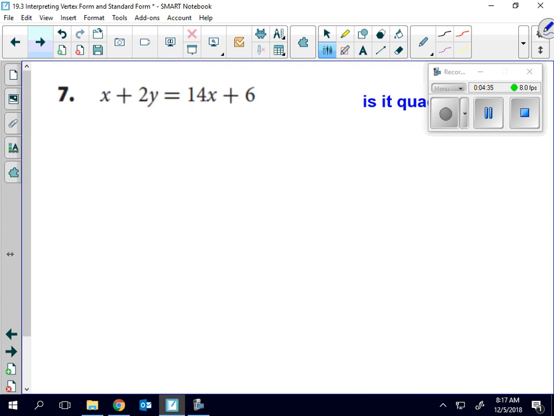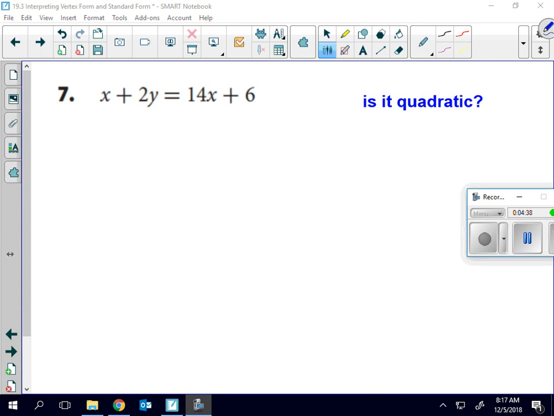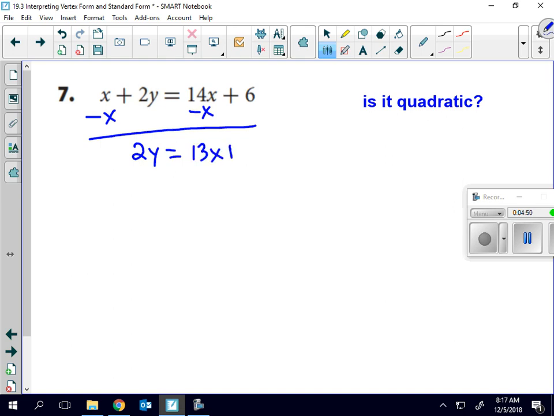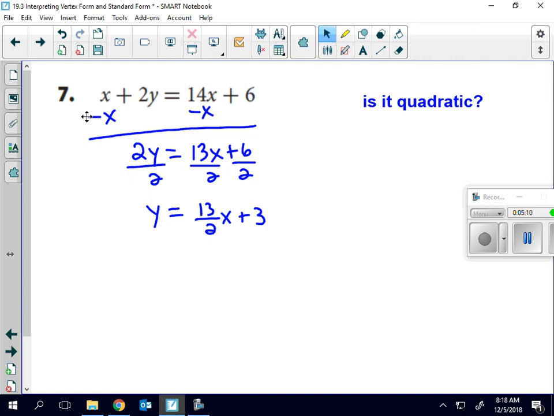All right, let's do another one. Is this one quadratic? Well, if I put it in standard form, get y equals, let's see, subtract the x, 2y equals 13x plus 6, and divide everything by 2. That's not quadratic at all, that's linear. Nothing is squared. So if it's not quadratic, we are not going to sketch a graph of it. That's what it will look like in your homework.